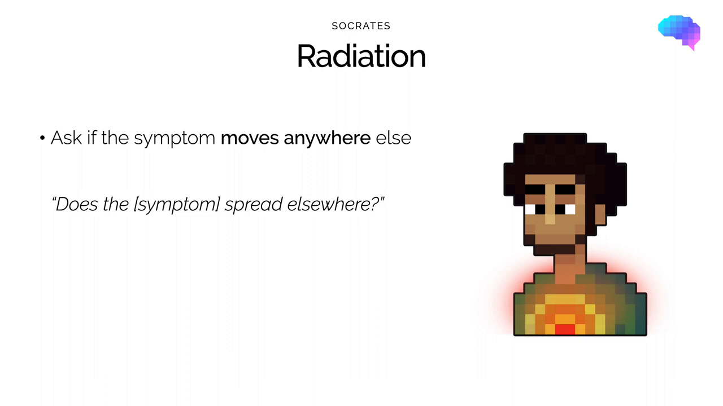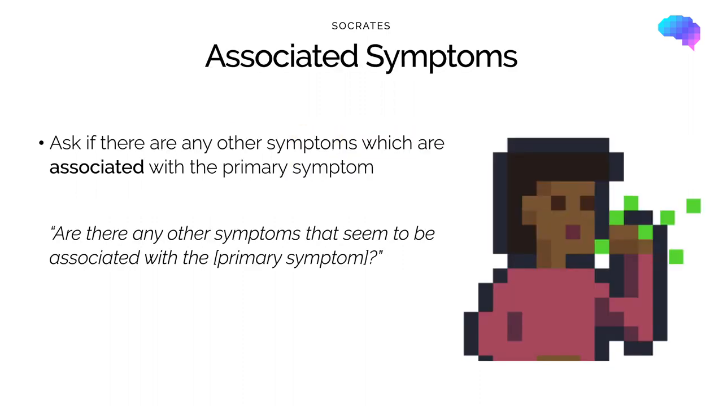Moving on, the next part of SOCRATES is radiation. This involves asking the patient if the symptom spreads anywhere else. Once again, we associate this part of SOCRATES with pain history taking. However, this can be applied to other symptoms, such as a patient with a rash. Asking about associated symptoms is really important, and this is part of SOCRATES. We want to establish if the patient has any other symptoms, aside from the ones which they initially presented with. If the patient does have other symptoms, we may want to explore these in more detail.